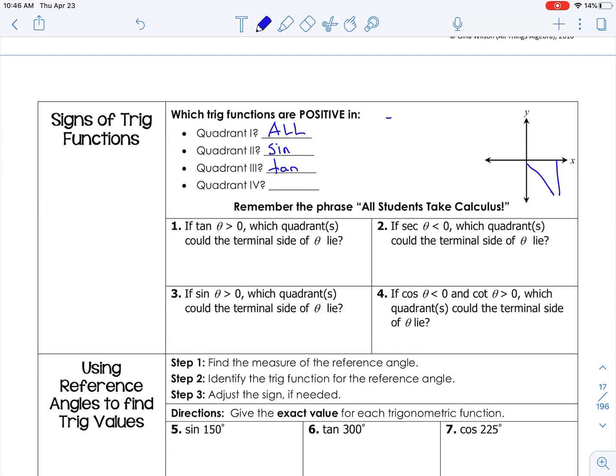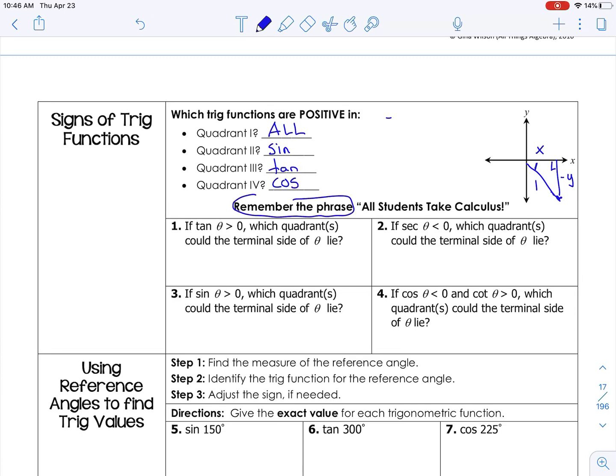Moving on to quadrant 4. Here we go. Here's our 90. Here's our reference angle. We got a positive x, we got a negative y, and we got a positive 1. Sine would be negative y over 1. That's no good. Cosine would be x over 1. That is positive. Tangent would be opposite over adjacent, which would be negative y over positive x, which is negative, which is no good. So here, they tell you the way to remember it.